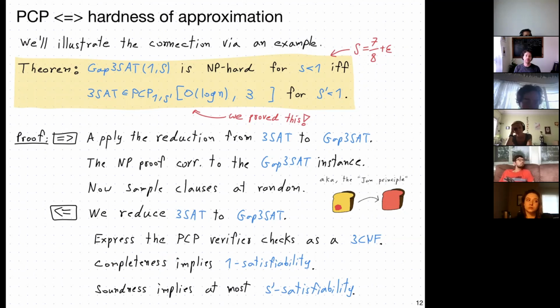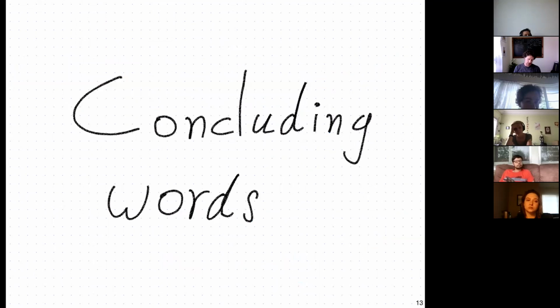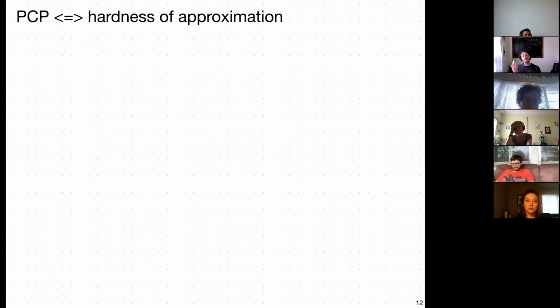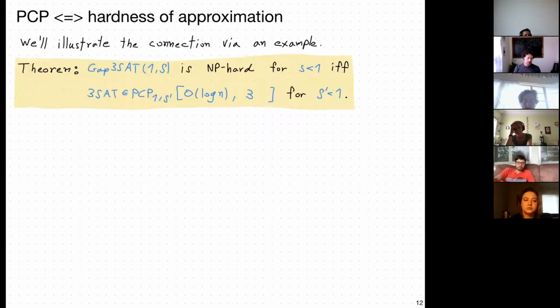So now if you take that, just going back, it means that the gap problem is hard, and because the gap problem is hard, then so is the approximation problem.